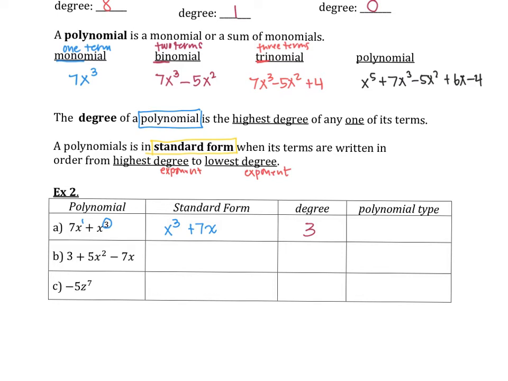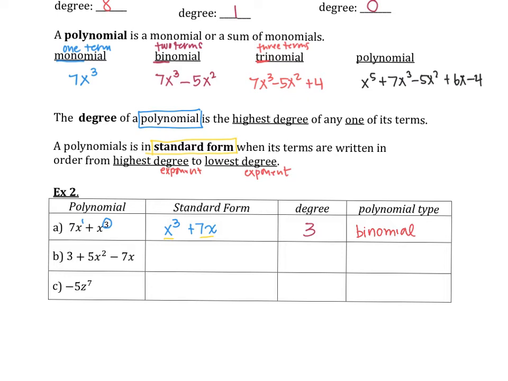Okay, the polynomial type is asking how many terms are in this polynomial. Does it have a special name? So I'm adding x to the third plus 7x. So I'm adding two terms together. Because I'm adding two terms together, the special word for two terms is binomial, because bi means two. And that's counting how many terms. The degree is looking at the highest exponent, and standard form is going from highest exponent to lowest.